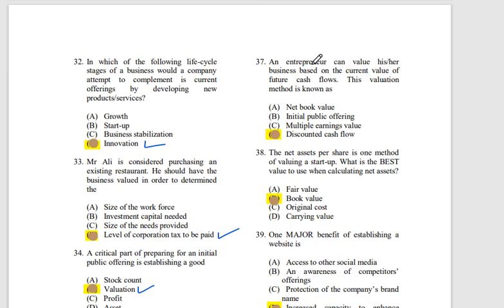37 says, an entrepreneur can value his or her business based on the current value of the future cash flows. This valuation method is known as discounted cash flow. 38 says, the net assets per share is one method of valuing a startup. What is the best value to use when calculating net assets? So that is the book value.